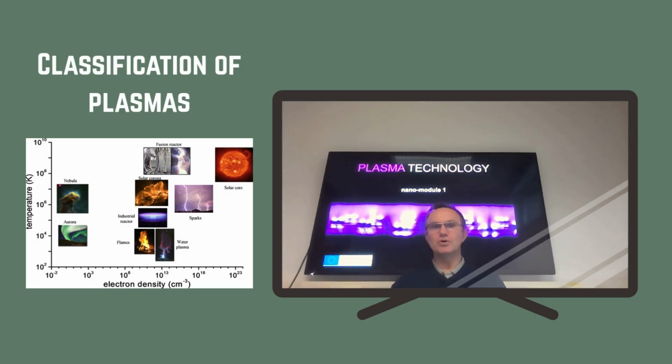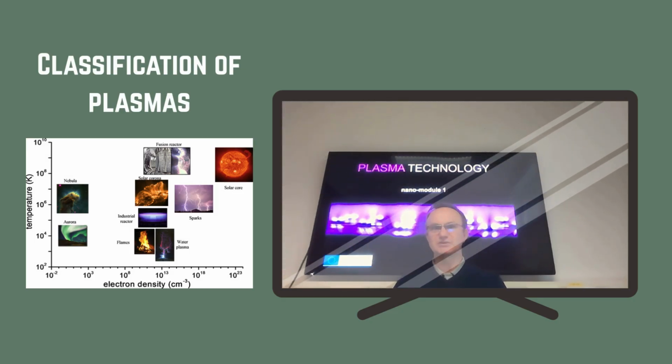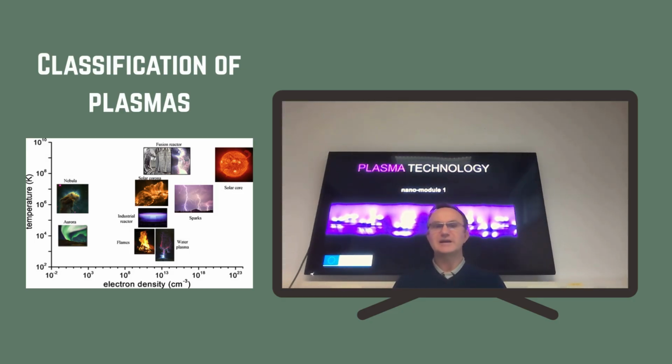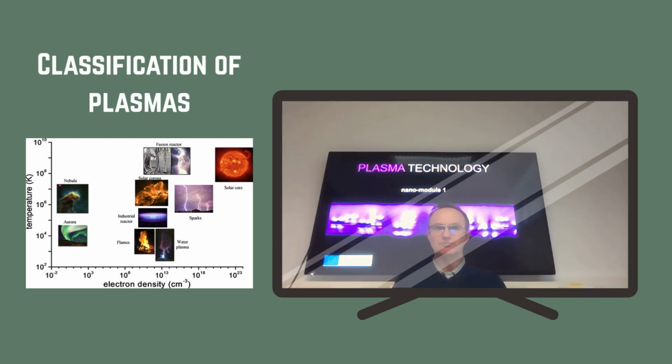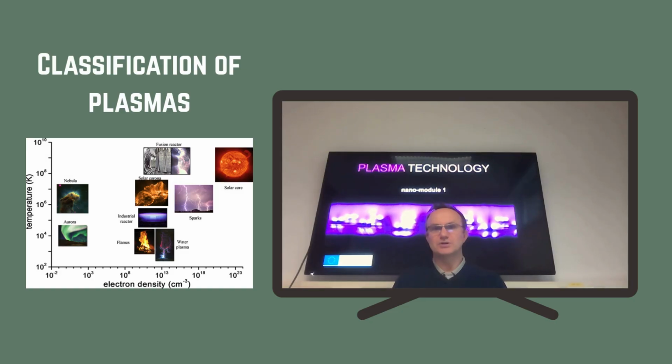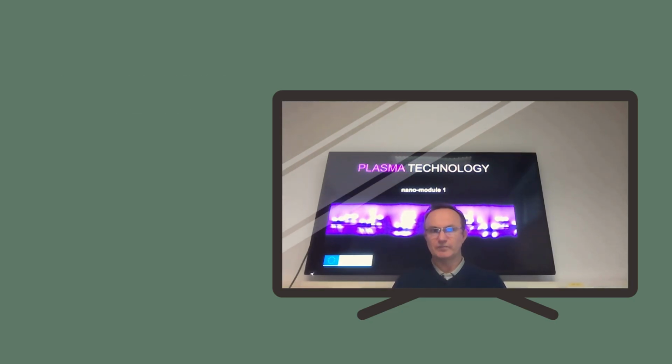And indeed, if we put all kinds of plasmas as a function of temperature and as a function of electron density, we will find there are cases of low ionization degree plasmas, which are typical for space plasmas. Then there are cases of fully ionized plasmas like the solar core. And in the middle of the plot, we will have plasmas of very important technological applications.